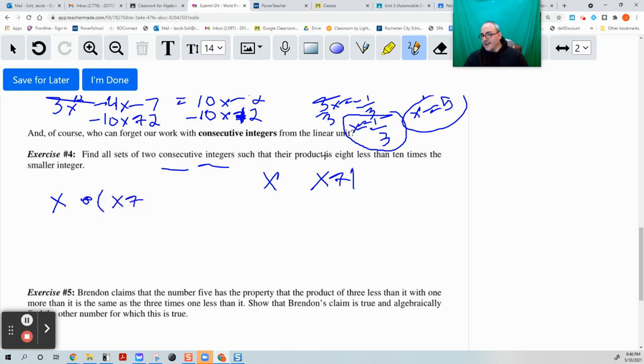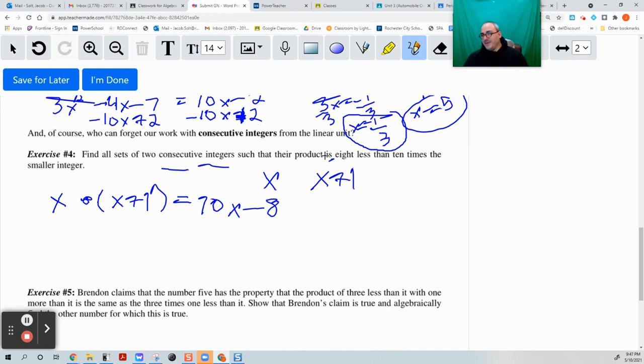X plus 1. I don't know why it does that weird thing every time. All right, these two things multiply together. Their product equals 8 less than 10 times the smaller integer. The smaller integer is x. So 10 times x, minus 8.